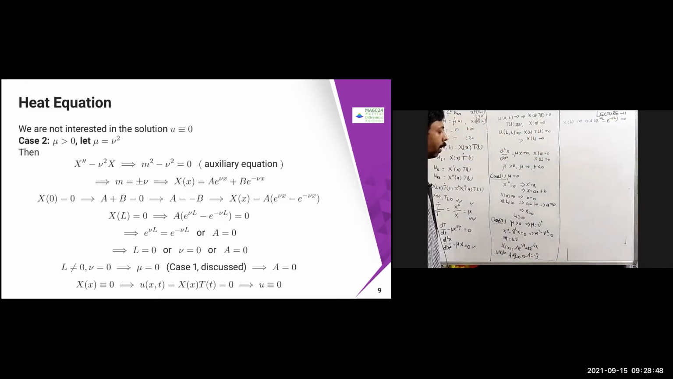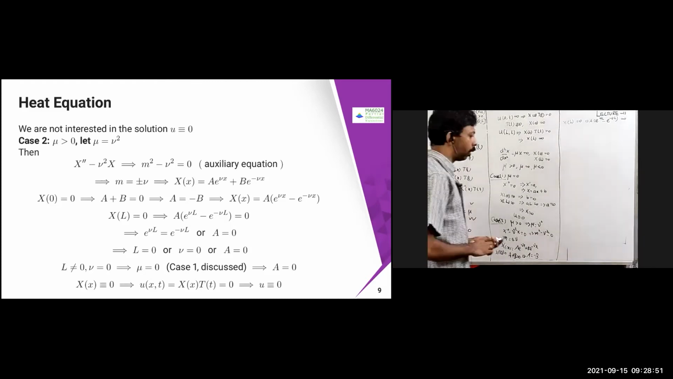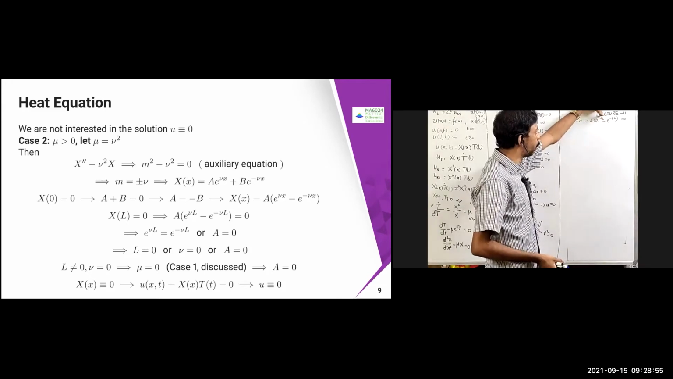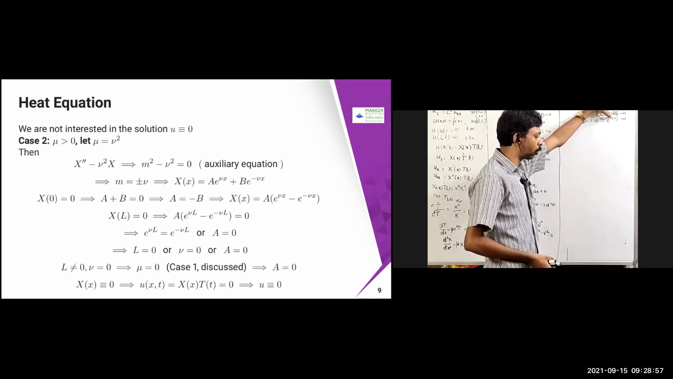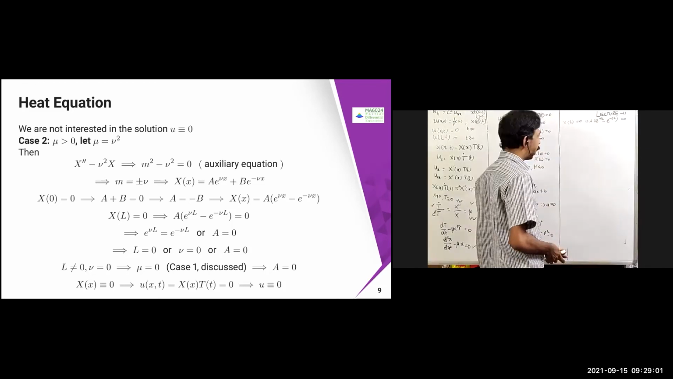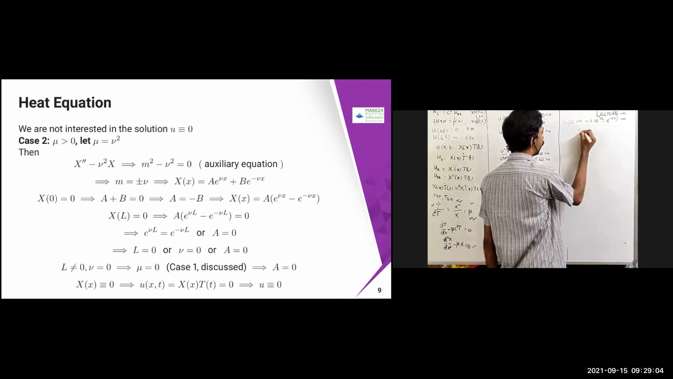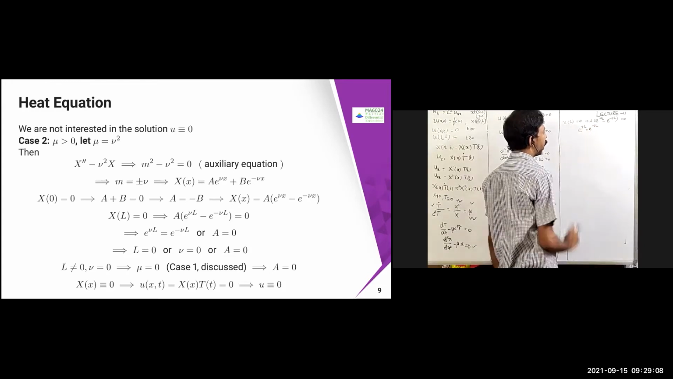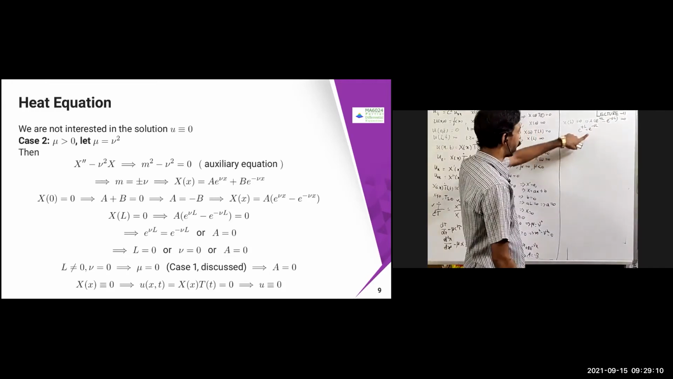Now you can see that this is going to imply that either e power nu L equal to e power minus nu L, or a equal to 0. When is e power nu L equal to e power minus nu L going to happen? Only if L equal to 0, only then this is going to happen.